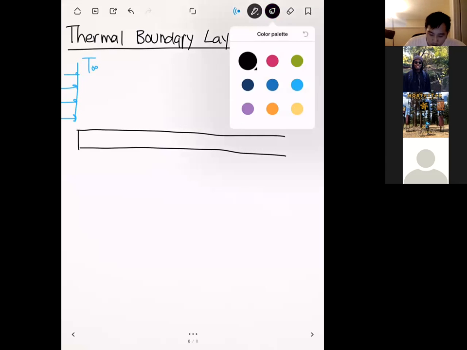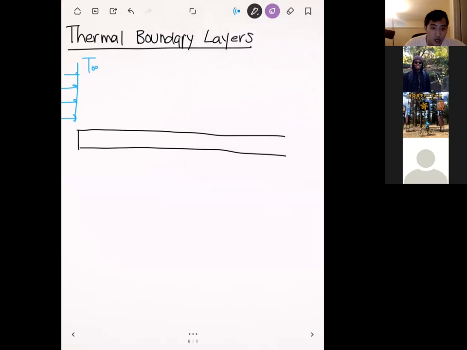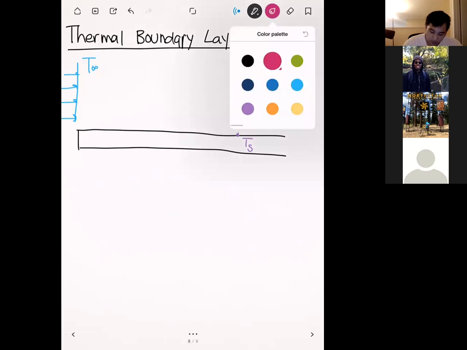And then meanwhile, on the surface right here, we have our solid surface, and this is at some different temperature. We'll call this TS, or temperature of the surface, right? Most of the time, as we typically see in our heat transfer problems, there's a difference between TS and T infinity. So TS and T infinity usually are not the same.